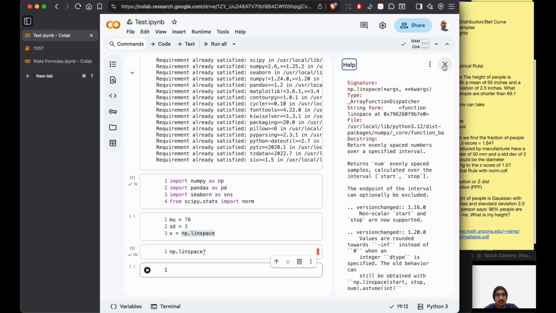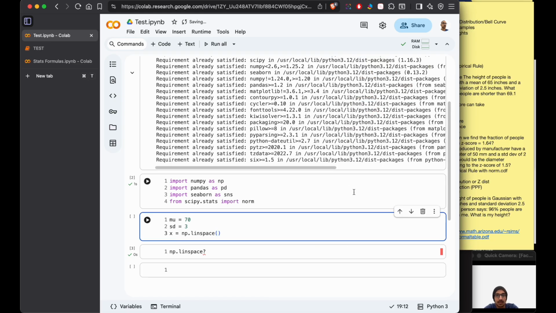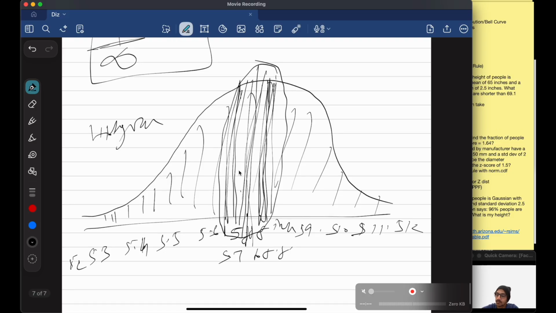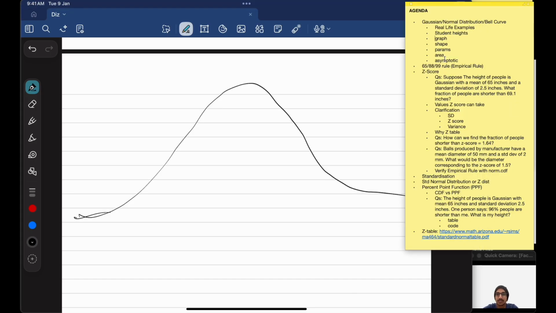It is linspace. So this takes args. Before I do this, I guess I have to explain that now. And the other features of a bell curve are, let me finish the characteristics and then I'll plot the graph.